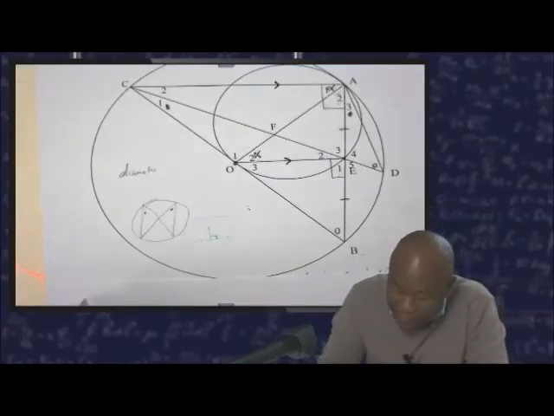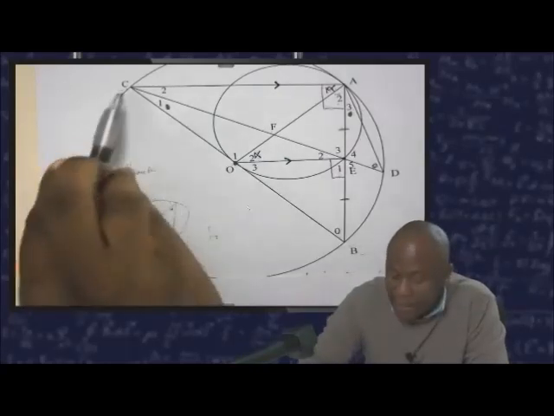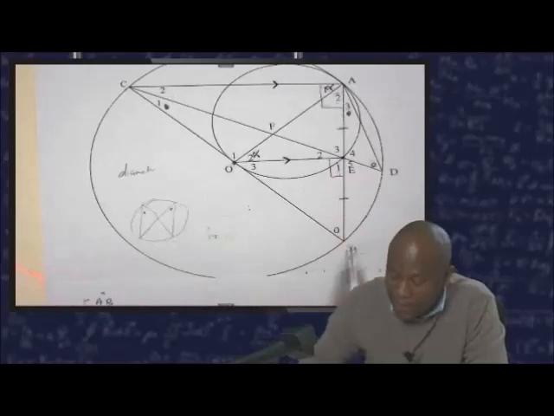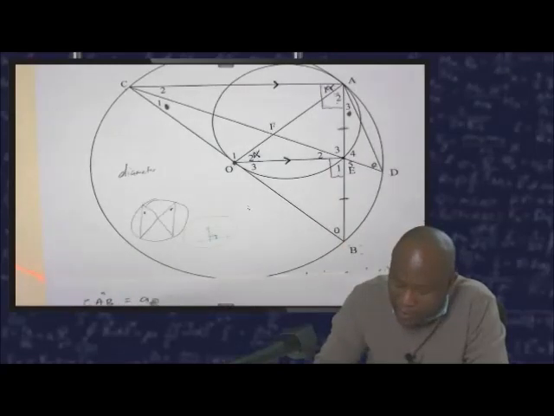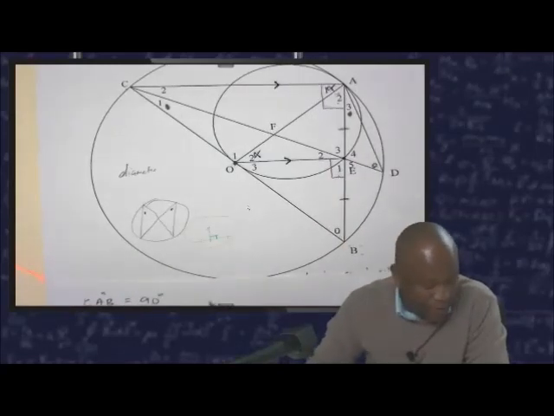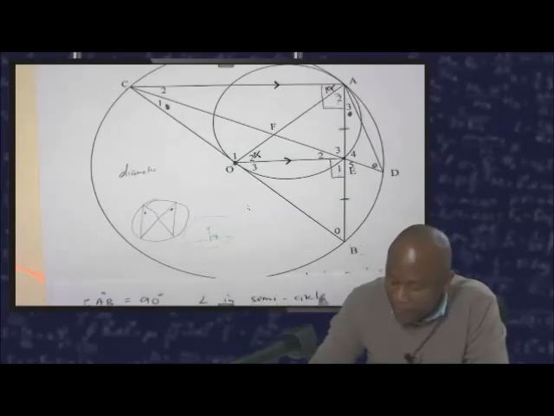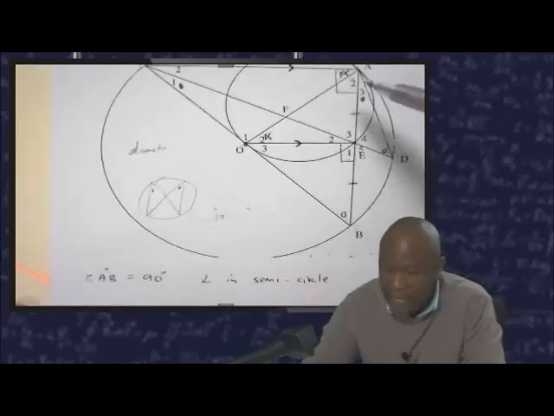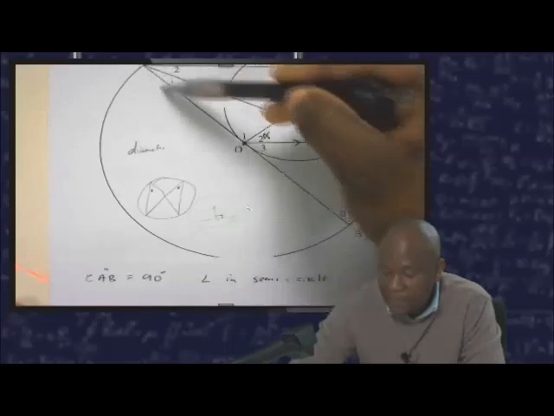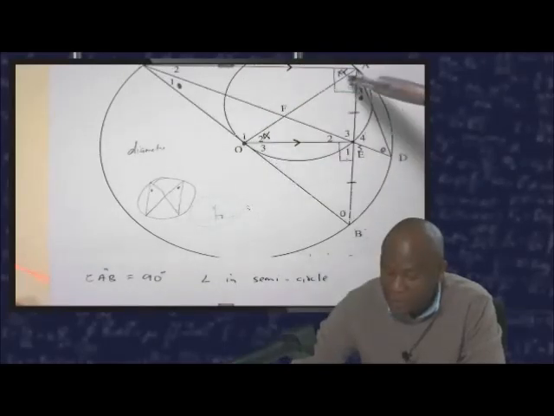angle CAB is equal to 90 degrees. Why do we say that? Because angle in semicircle. Do you agree with me? This angle here is 90 degrees. It is the angle in the semicircle. It is subtended by the diameter, so it is 90 degrees.